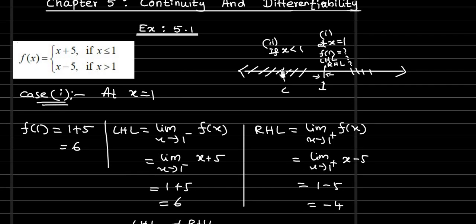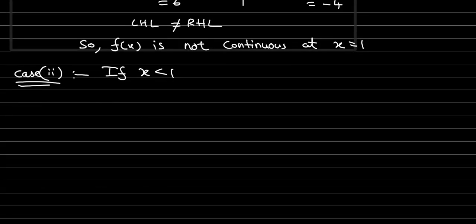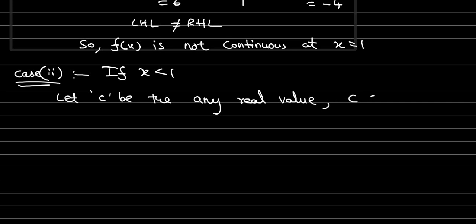So it's not possible to check one by one. What happens if x is 0, what happens if x is minus 1? It's not possible, so we can use a common name. Let c be any real value, but at the same time c is less than 1.